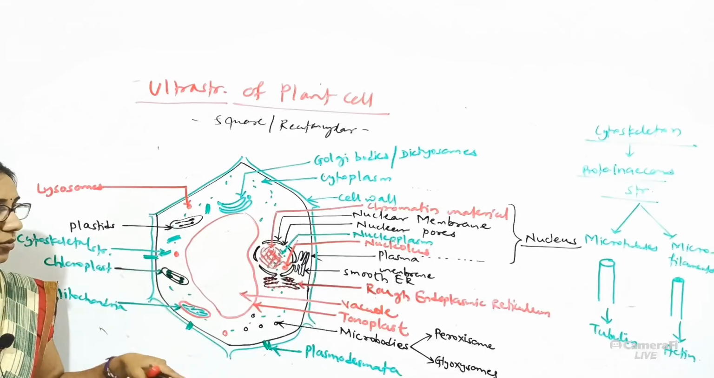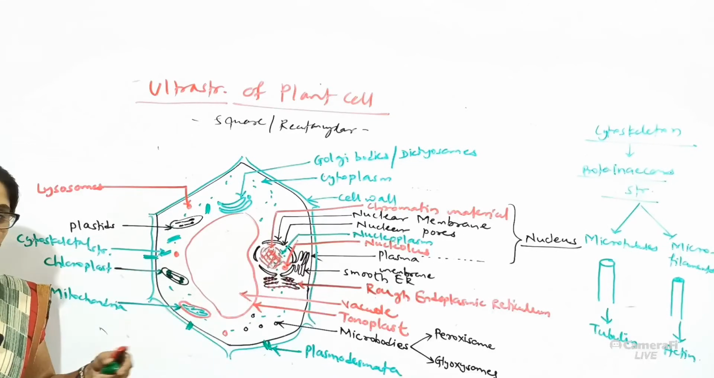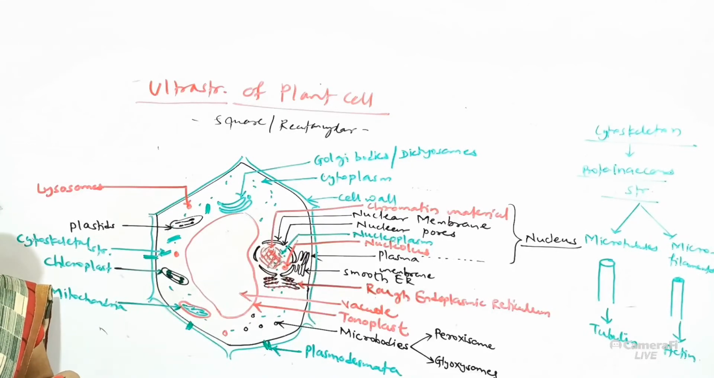In the next class, we will discuss the animal cell, and after that we will differentiate between the plant cell and animal cell.